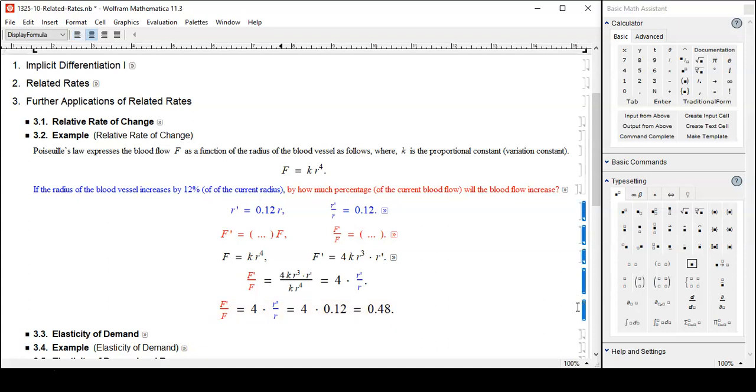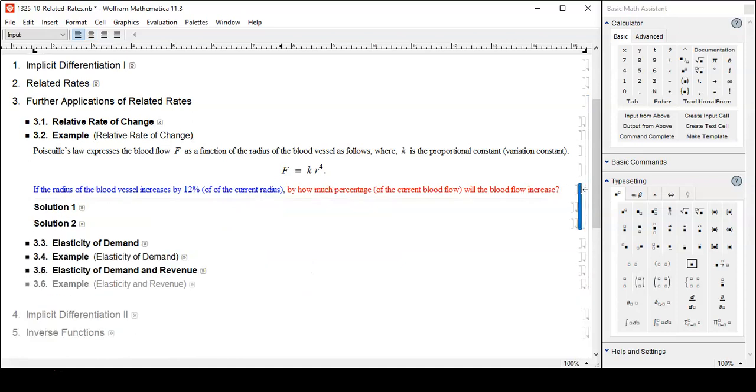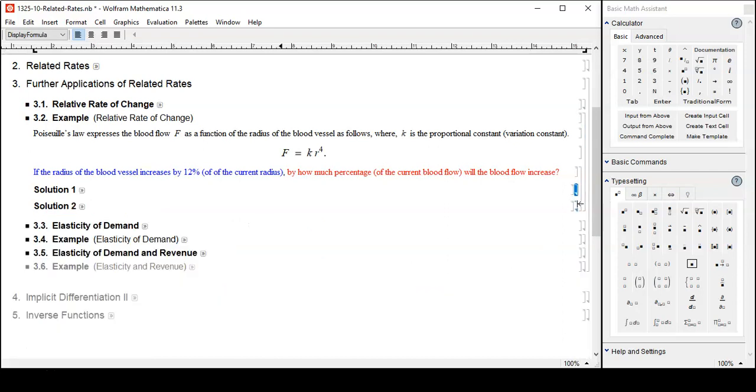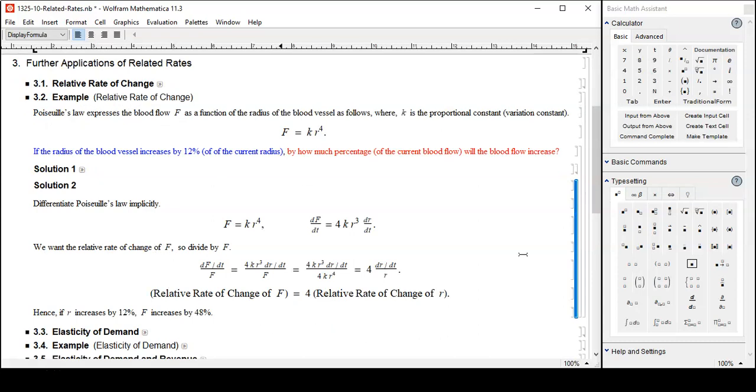Okay, what did I do in my answer key here? Yep, the very same computation. Original and the implicit differentiation. And then we want to find out the relative rate of change, f prime over f. So divide one from the other. And then after simplification, we get 4 times r prime over r. And here's the conclusion. The relative rate of change of f is 4 times the relative rate of change of r. So multiplying 4 by 12%, we get 48% increase. Solution 2 is exactly the same too, except that I use Leibniz notation.